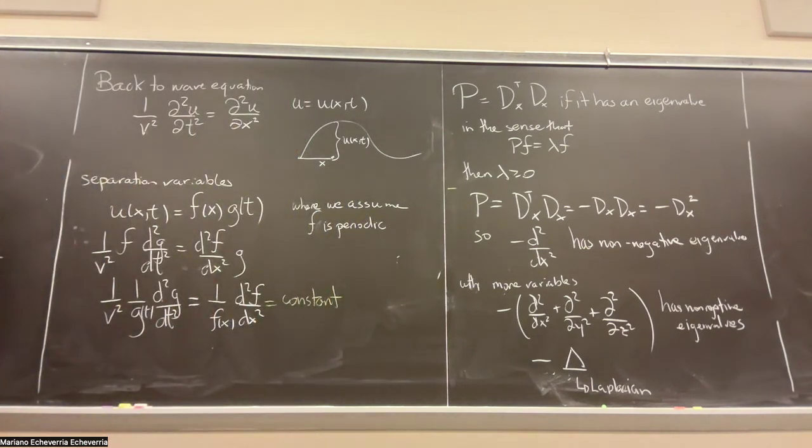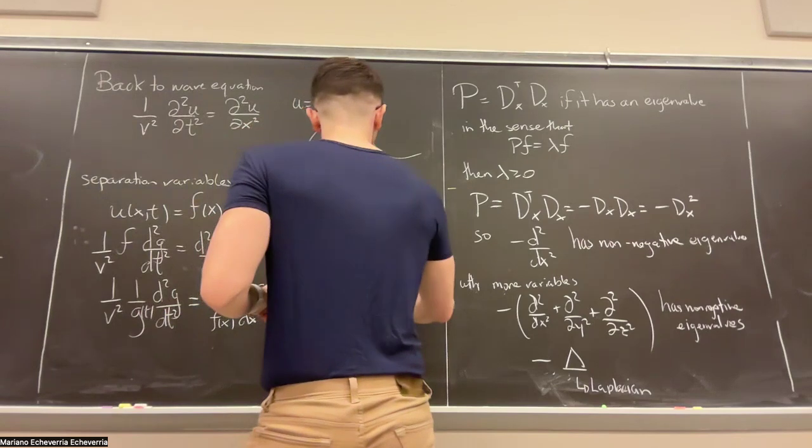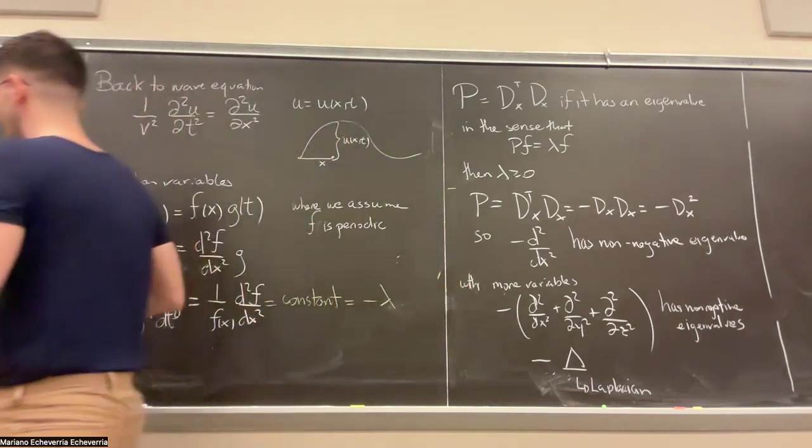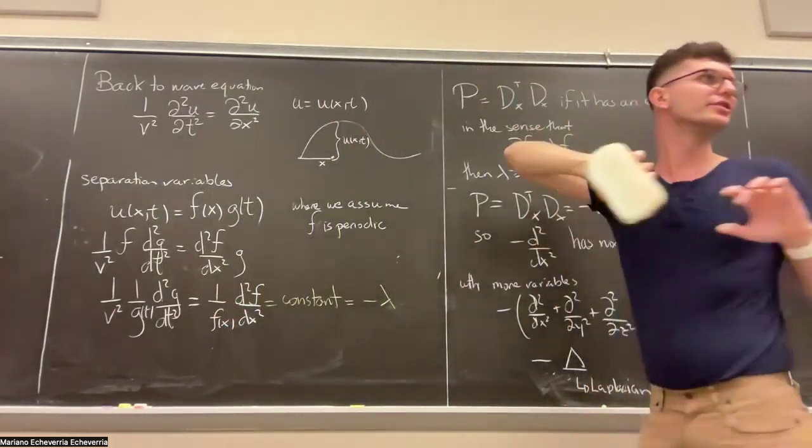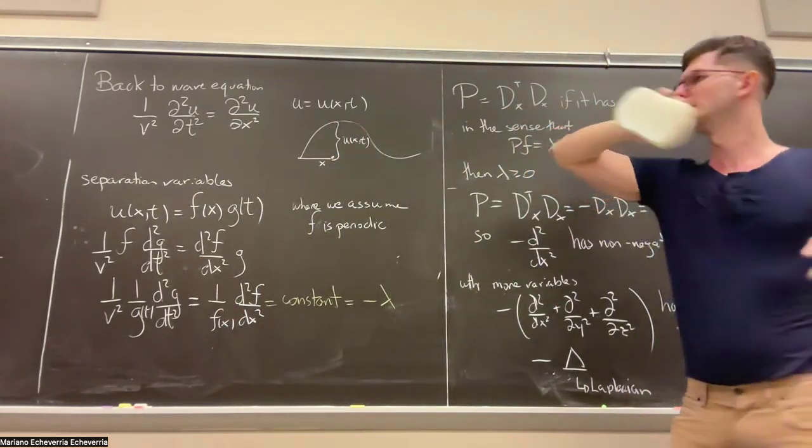And that constant you can call whatever you want, but I'll call it negative lambda, and you'll see why. Instead of calling it lambda, I'll just call it negative lambda in anticipation of what we just did a moment ago. So I'll just call this the constant minus lambda. Okay. So far so good. Is that making sense up to now?